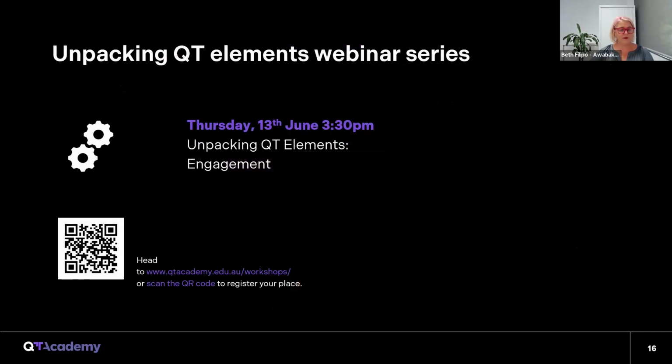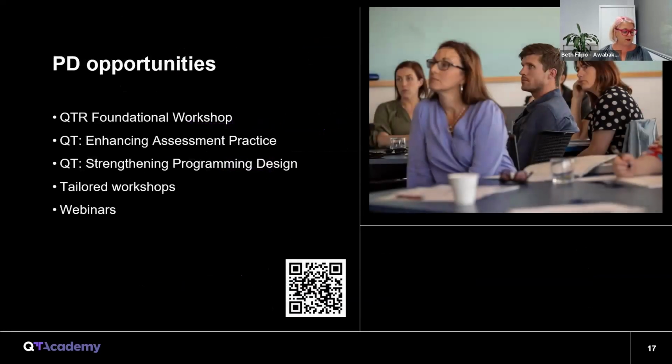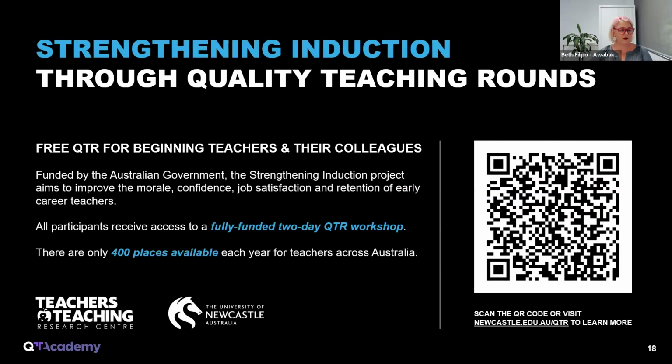Coming up, we have another element webinar on Thursday, the 13th of June, and we'll be unpacking the engagement element in that one. If you're looking for other ways to engage with the quality teaching model, we have other professional development opportunities. We have our 2-day foundational workshop, as well as an assessment practice and a programming design workshop. We have tailored workshops that we can provide for your school for staff development days. And we have these webinars available as well. As members of our Quality Teaching Academy, you have access to all of those.